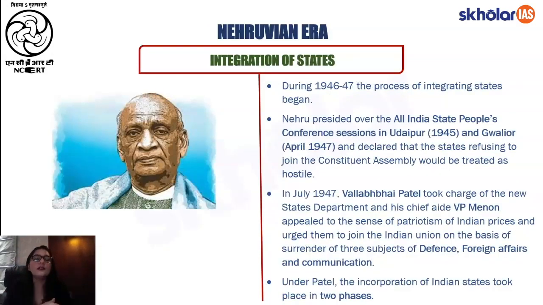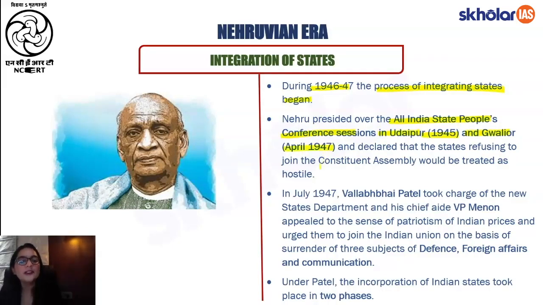Now, students, after the Indian Independence Act 1947, the biggest challenge that independent India had to face was the many princely states that were a part of our country. Having said that, students, during 1946 to 1947, the process of integrating these states began. Now, Jawaharlal Nehru presided over a conference known as the All India States People Conference, with sessions held in Udaipur in 1945 and then again in Gwalior in 1947.